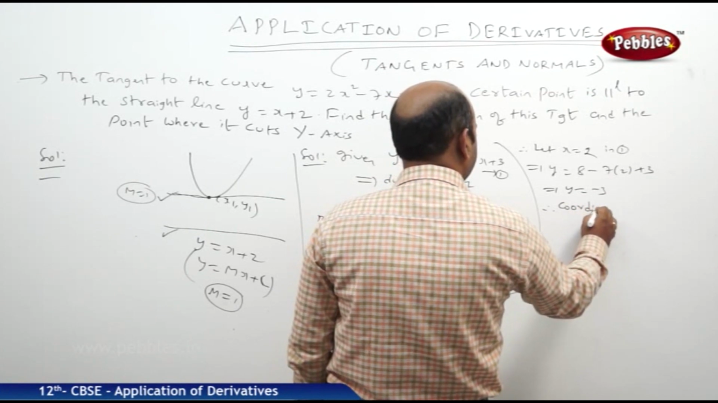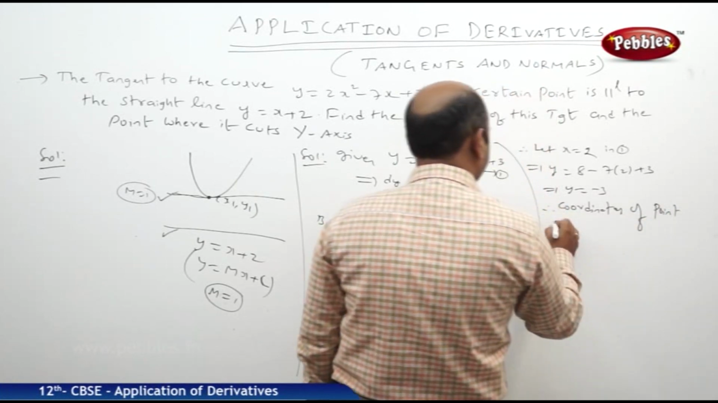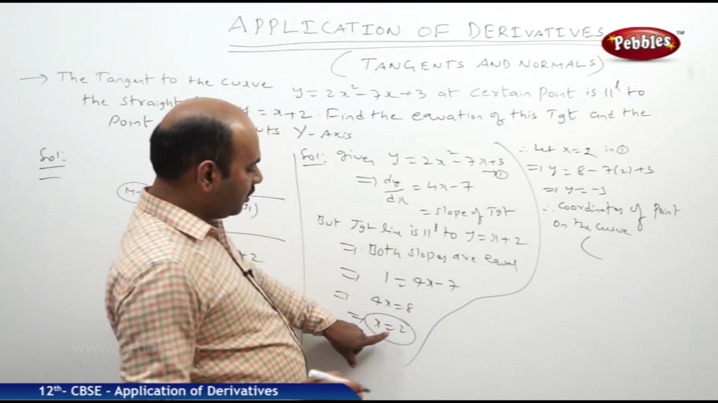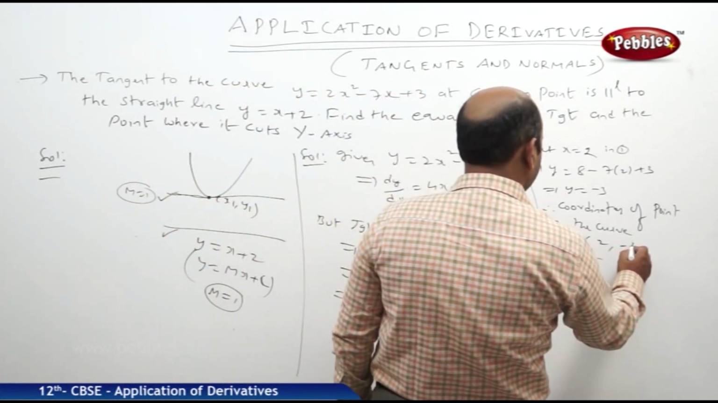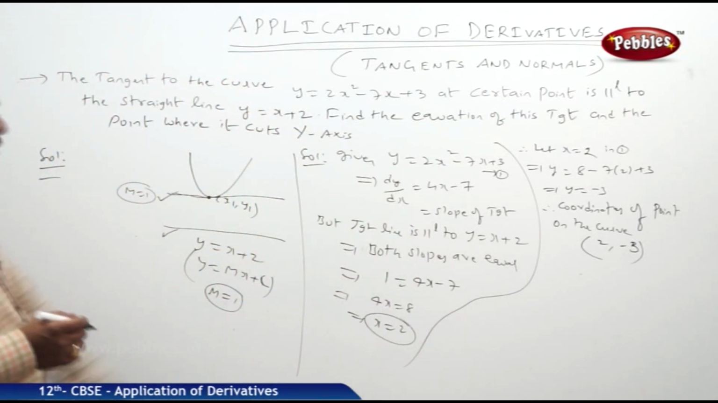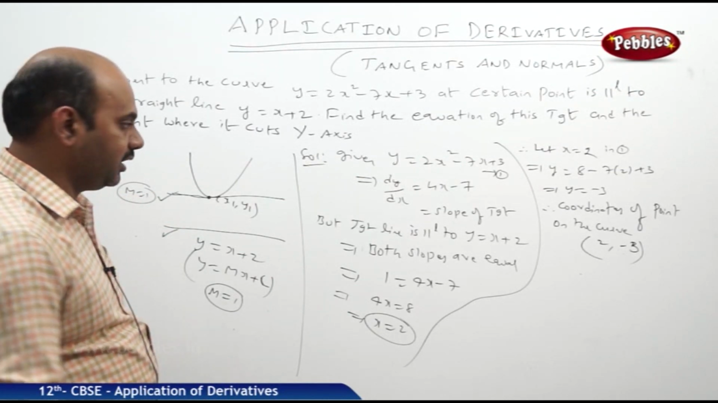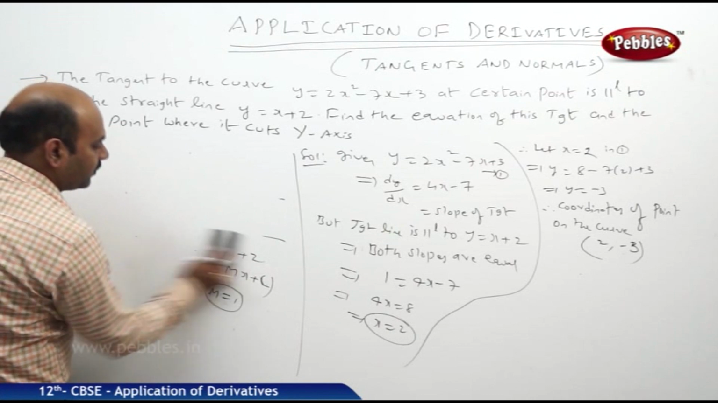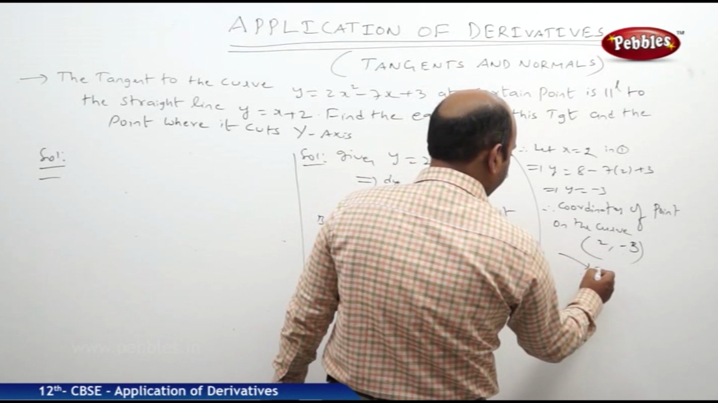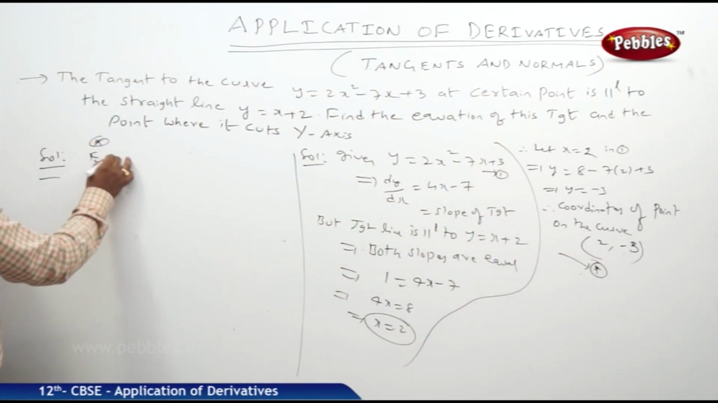Therefore the coordinates of the point on the curve are (2, −3). So we obtained a point on the curve as (2, −3). For us the point is known and the slope is known, so I can develop the equation of the tangent. This continuation I am doing here, I am putting one star mark. Therefore the equation of the tangent.